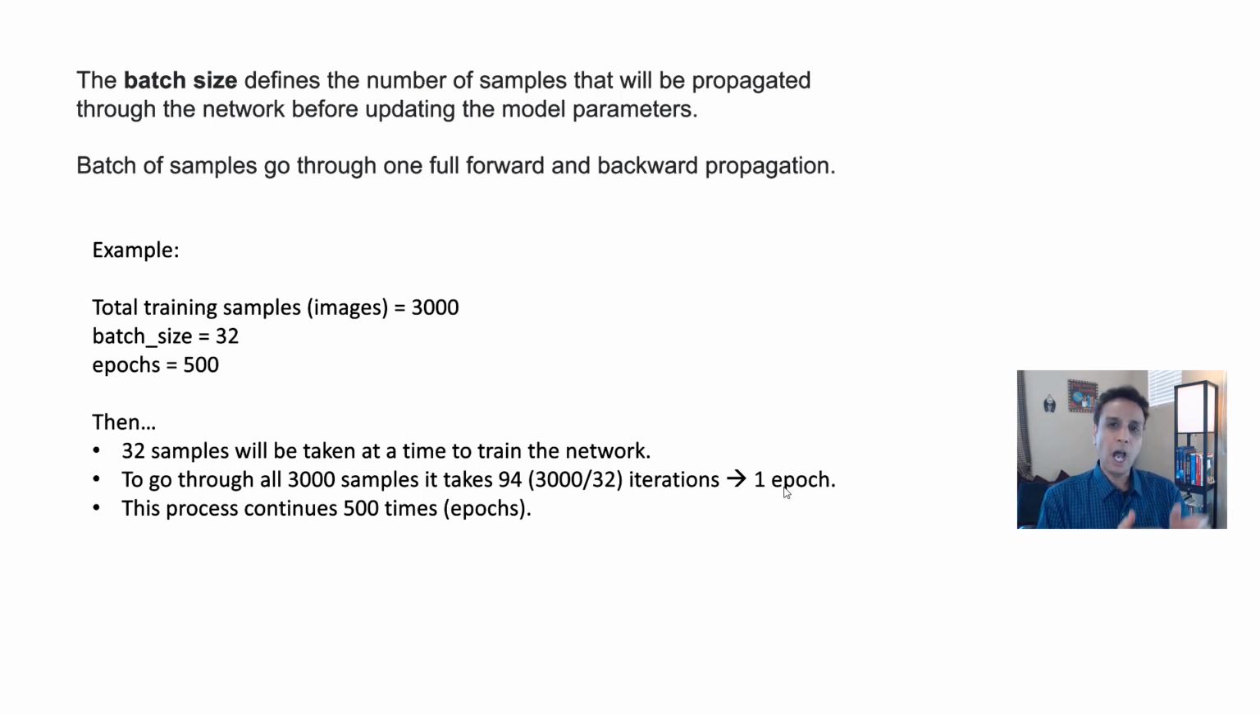One epoch is when all of your data goes through the forward and backward propagation. All of your data, all 3,000 of your images, go through the forward and backward. In a batch, 32 goes through, which means it takes 94 iterations to finish one epoch. After the first epoch, it goes back and does the same. How many times? 500 times. That's what the total number of epochs is.